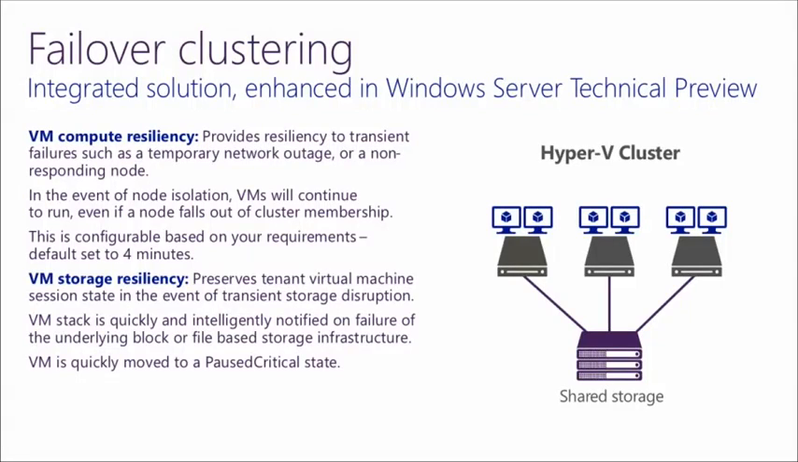So that's compute resiliency, but also storage. What if you lost connectivity from a host to its backend storage? Well, in this case, in 2016, we're preserving that tenant VM session state. So the VM will run as long as it can, and then it will enter what's known as a paused critical state, where the virtual machine stack says, okay, I can't connect to my virtual hard disk that's stored somewhere else on the infrastructure. It's quickly, intelligently notified of the failure of the connection to the underlying block or file-based storage.